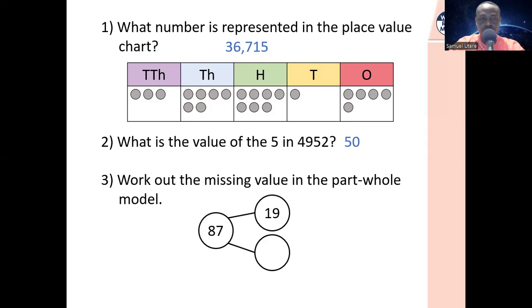Next, we're told to work out the missing value in the part-whole model. You should have seen the part-whole model in primary school. Here, we have 19 and something we don't know, added to get 87. To get that number, you need to do 87 subtract 19. And that should give us 68.